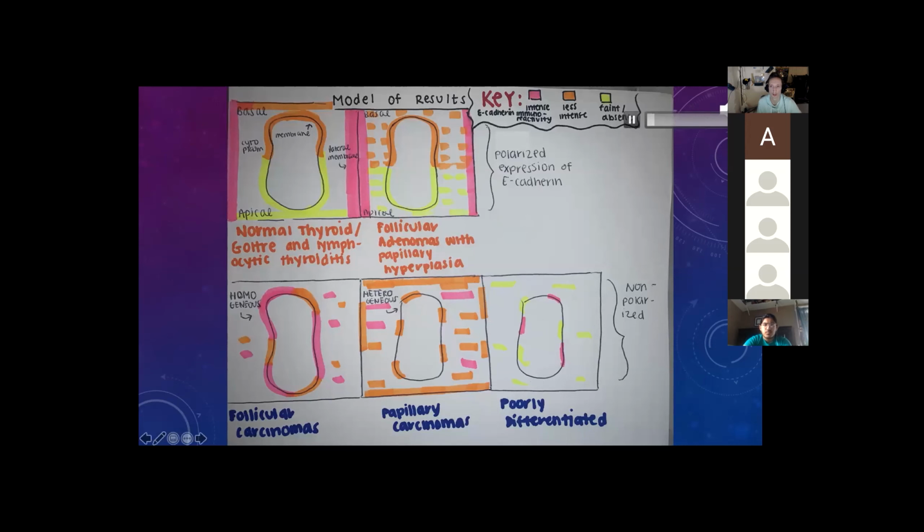To better understand the immunohistochemistry results and figures, I created a model that shows the cell types for different thyroid tumors. The key shows that pink indicates an intense cadherin immunoreactivity, orange indicates a less intense immunoreactivity, and yellow indicates a faint or absent immunoreactivity.